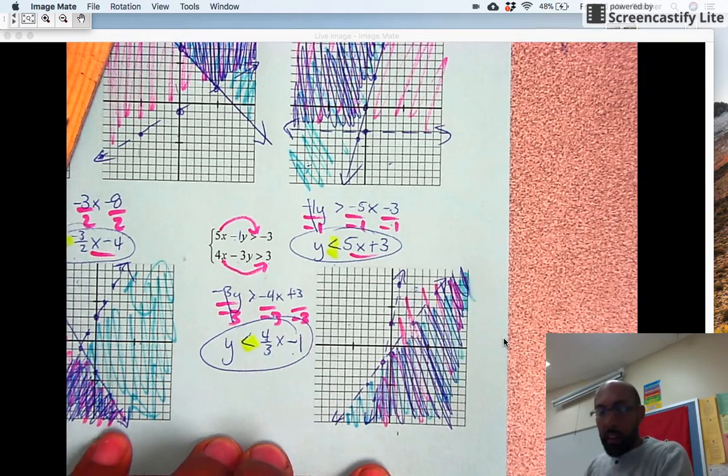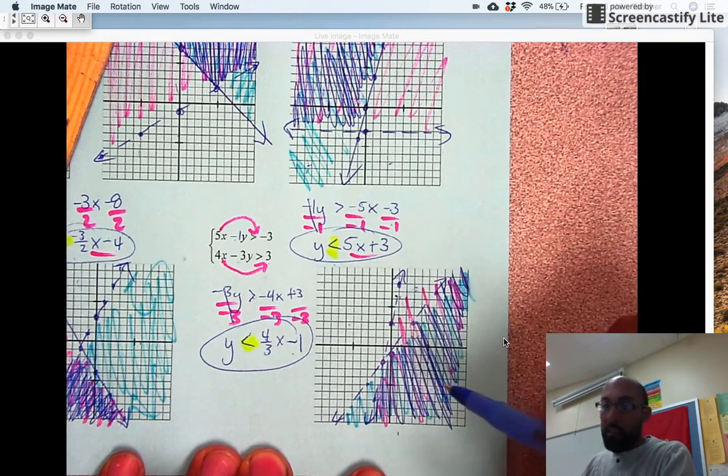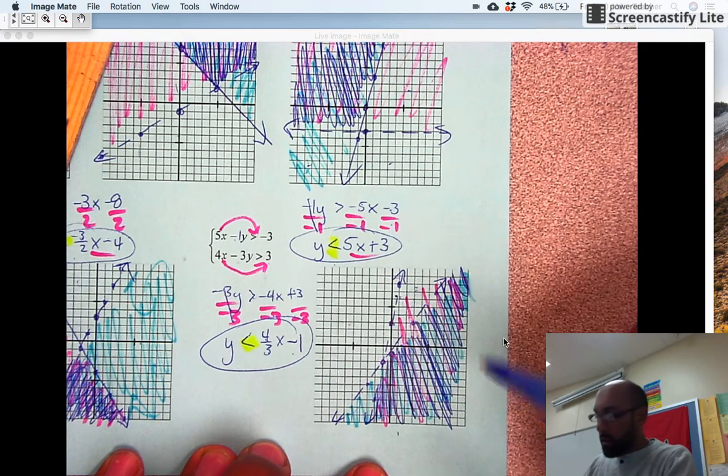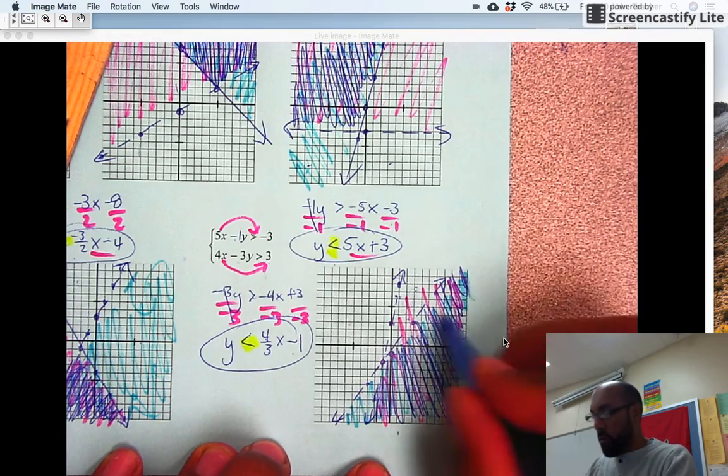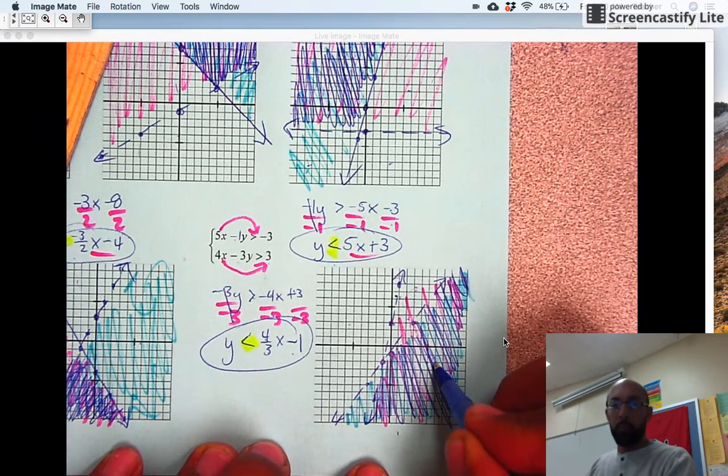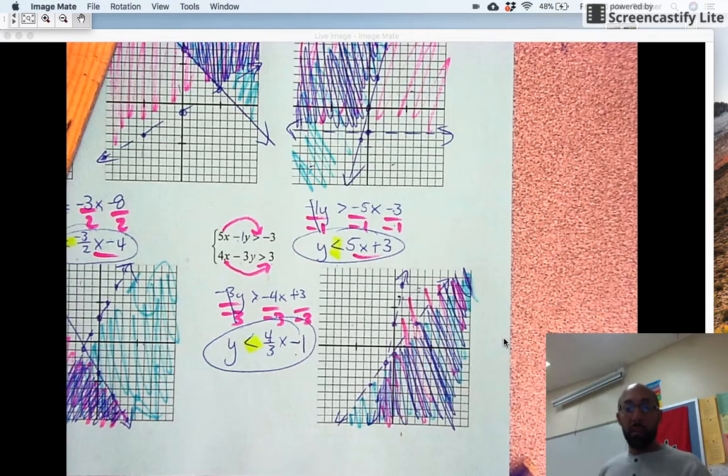And guess what? They're both dashed lines, so the answers cannot touch the lines. So that's not a solution, not a solution, not a solution. Anywhere in here in the shade is a solution. And that's it. Make sure you finish your worksheet.